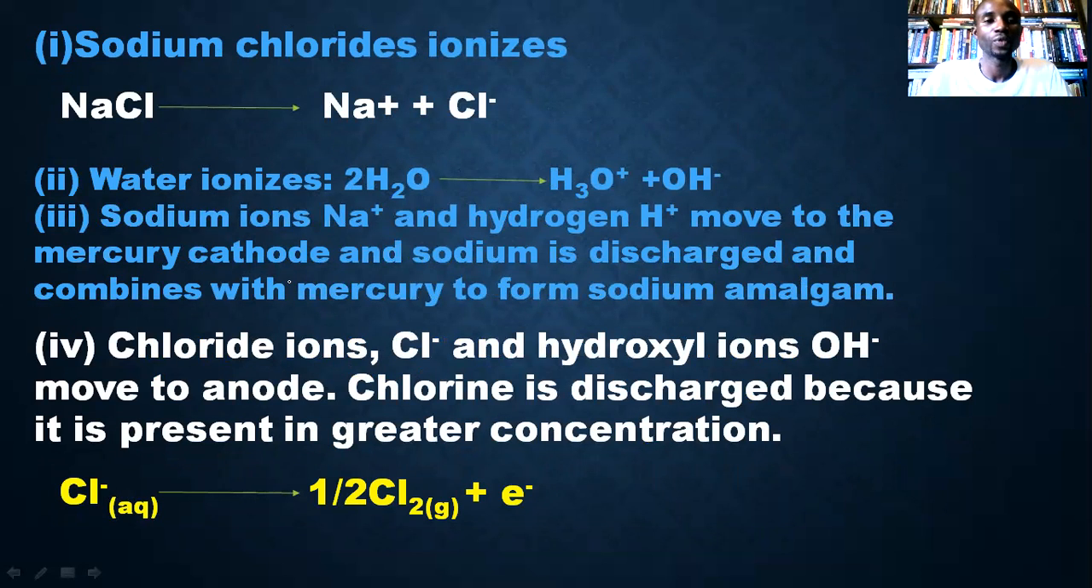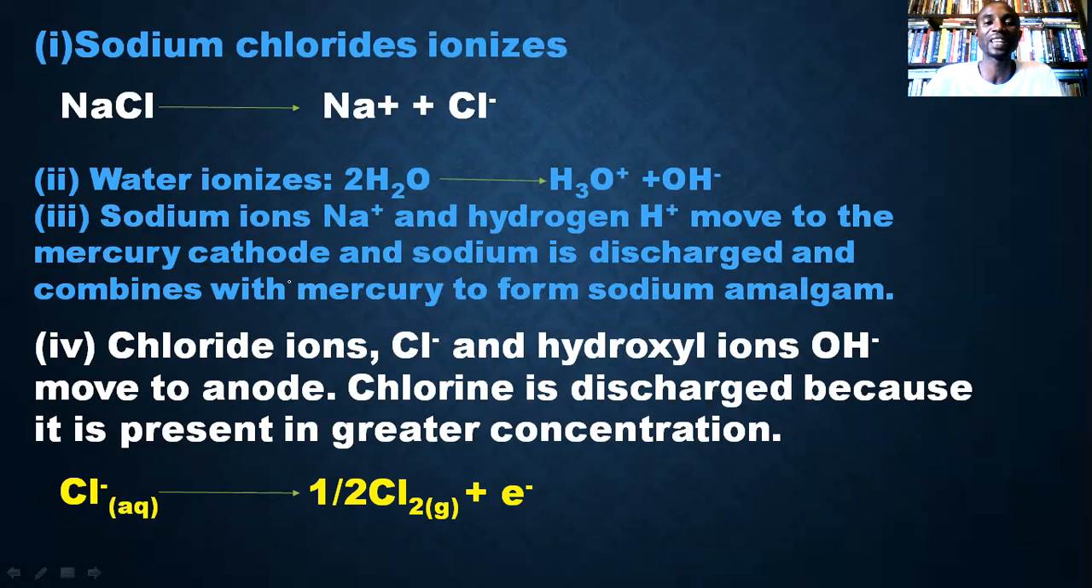The equation: sodium chloride, which is the concentrated brine, ionizes, and the water also ionizes. Now the sodium ion and the hydrogen ion move to the mercury, which is the cathode, and the sodium is discharged. When it does that, it combines with mercury to form sodium amalgam. What happened there is what we are using the chemical equation to represent.